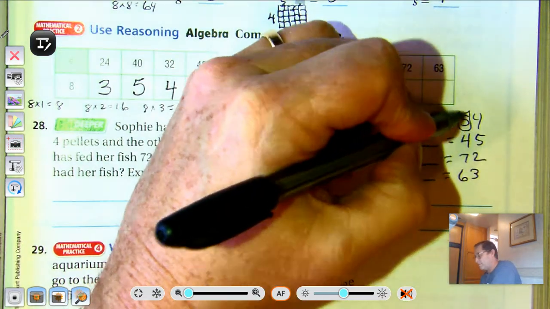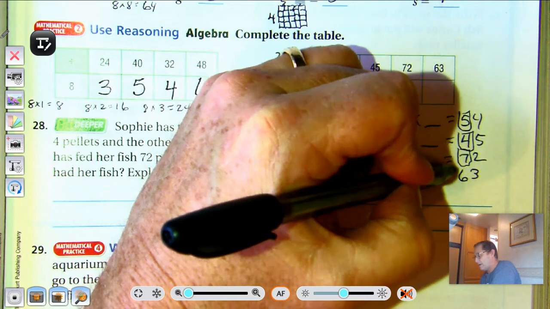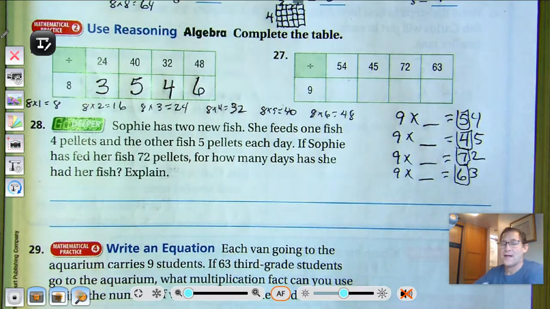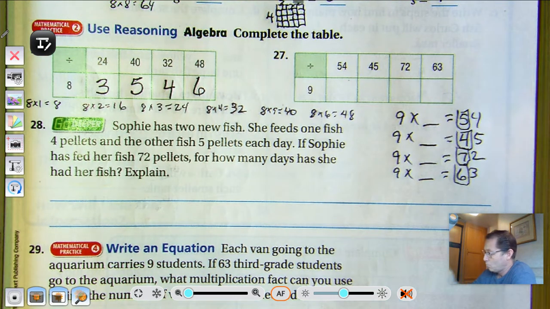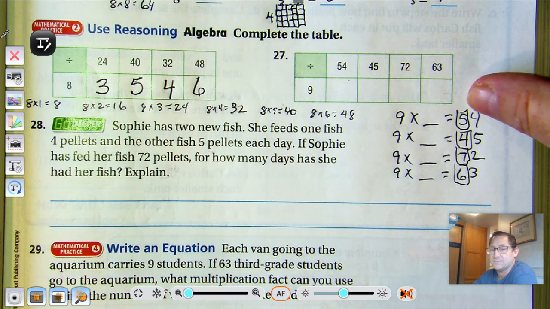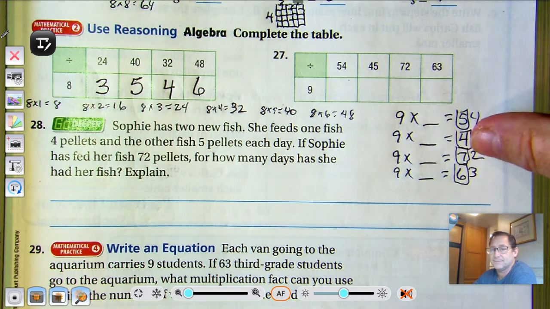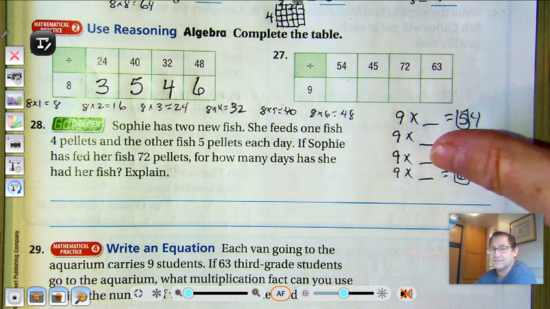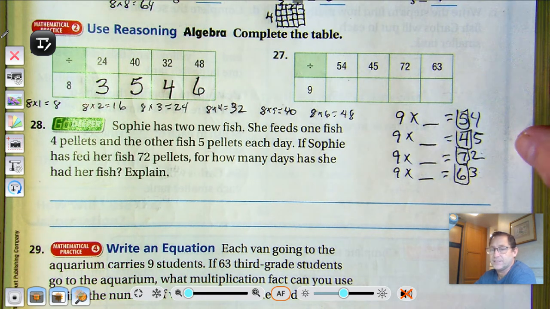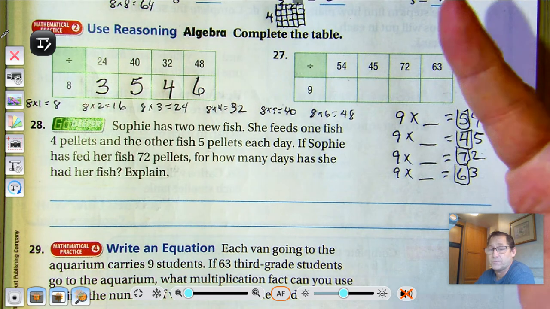Okay, so I said that when we multiply by 9, there's a pattern that helps us figure it out. One of the patterns is that the digits of the product always add up to 9. So that's 9, 9, 9, 9. 5 plus 4 is 9. 4 plus 5 is 9. 7 plus 2 is 9. 6 plus 3 is 9. So that was one of the patterns we noticed.